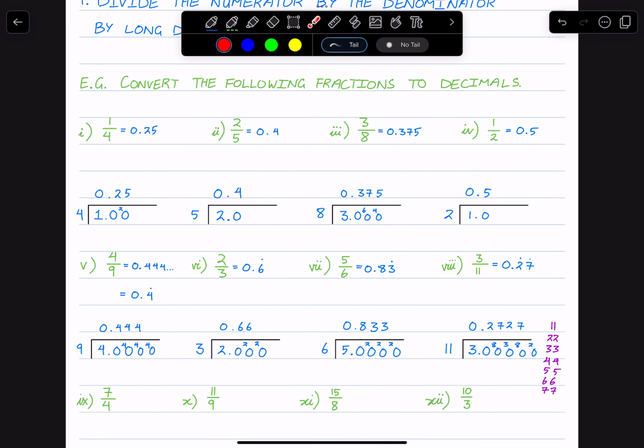All right, so hope that gave you an insight into converting fractions into decimals with repeating decimals or recurring decimals. Hope to see you then, and best of luck.